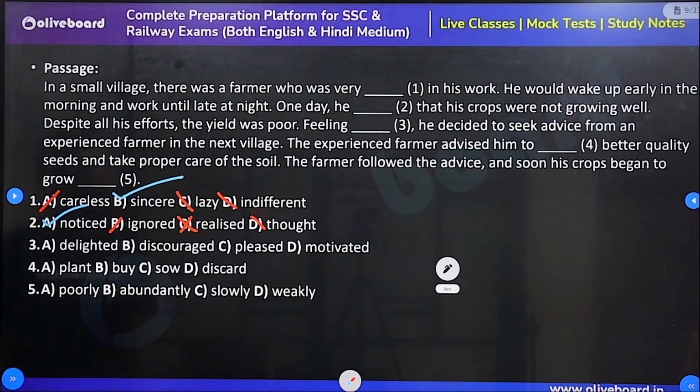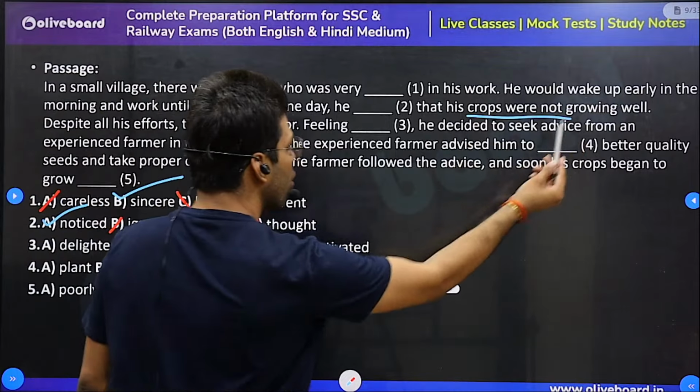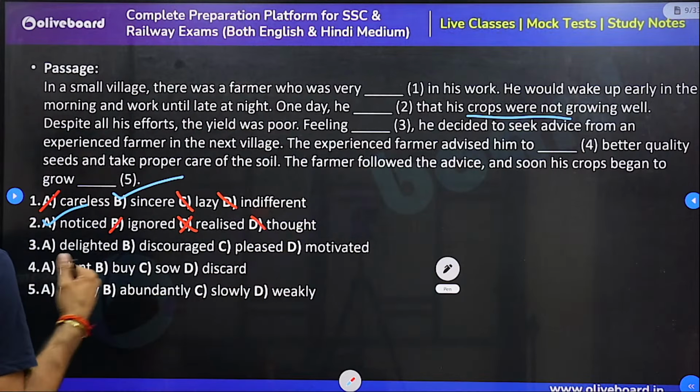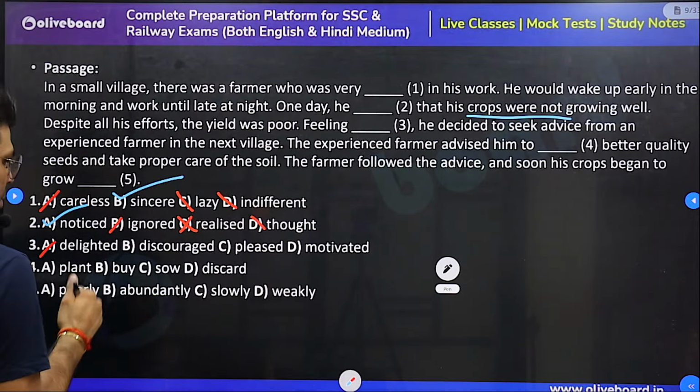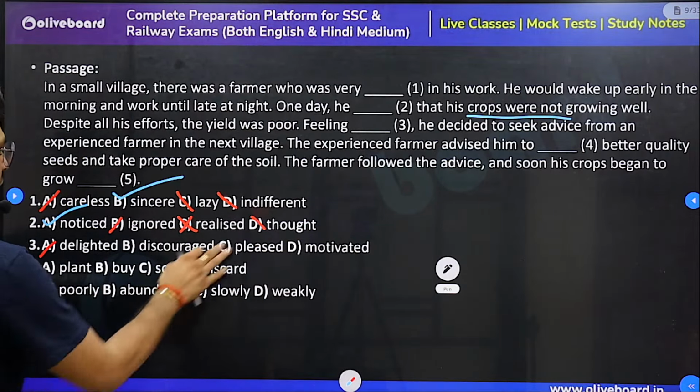Feeling blank, and when your crops are not growing, what would you feel? Delighted, happy? Nope. Pleased, happy, motivated, the only negative choice here is sad. Feeling sad, discouraged, not motivated, he decided to seek advice from an experienced farmer in the next village. He advised him to sow better quality seeds.